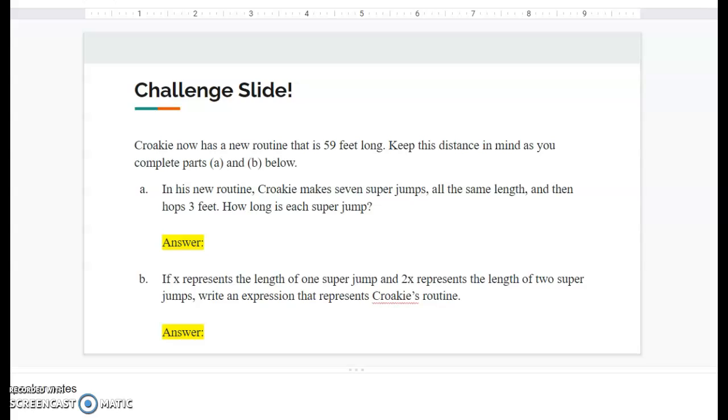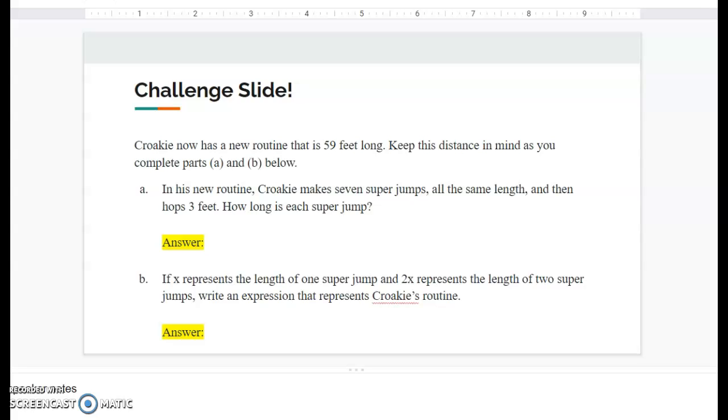Croaky, a frog, now has a new routine that is 59 feet long. Keep this distance in mind as you complete parts A and B below. In his new routine, Croaky makes 7 super jumps, all the same length, and then hops 3 feet. So you have to figure out how long is each super jump.